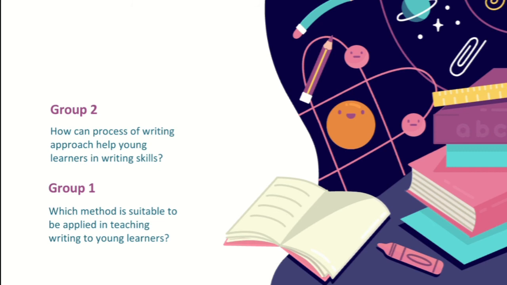And then a question from group 1: which method is suitable to be applied in teaching writing to young learners? So the first method is cluster mapping. Cluster mapping is also called idea weaving. It's a great way to show relationships between ideas. Cluster mapping is also part idea generation and part organization, so students will know exactly how to group their ideas once they are ready to write.